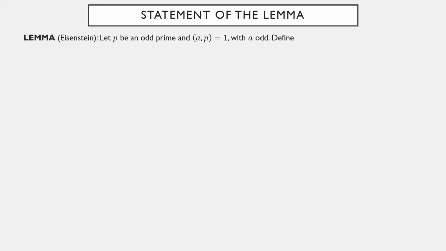Let P be an odd prime. Let A be relatively prime to P, and A also must be odd. Then define f of A to be the following sum. I goes from 1 to (P minus 1) over 2, a value that we've seen pop up a lot in determining what is or isn't a quadratic residue. And the thing I'm adding up is this quotient, floor of I A over P.